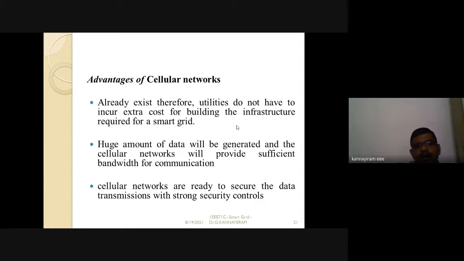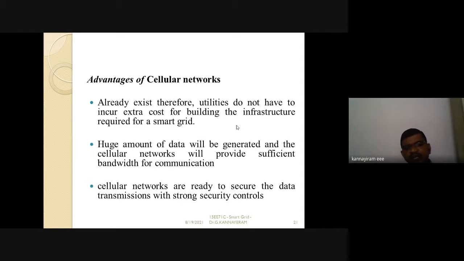Advantage: the cellular network already exists. The utilities do not incur extra cost for building the infrastructure required for the smart grid. We already have so many communication towers, either BSNL or Airtel or Jio or other networks, so we are not investing any cost for building the infrastructure.